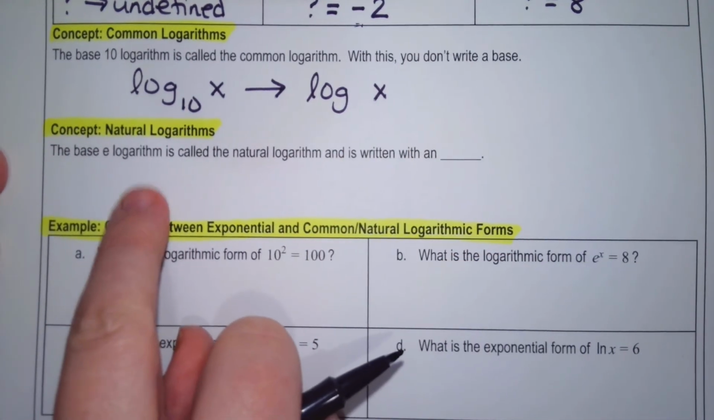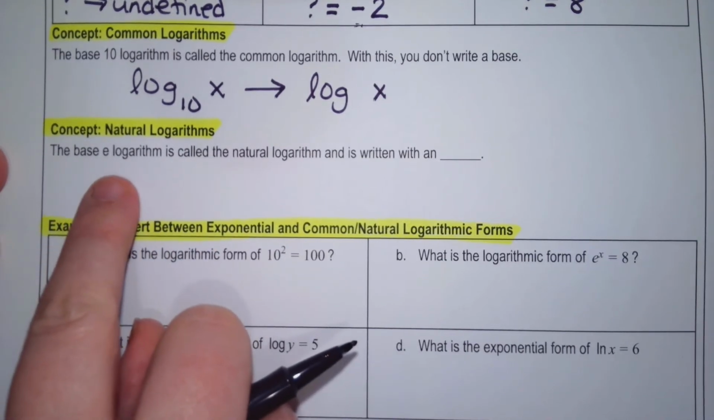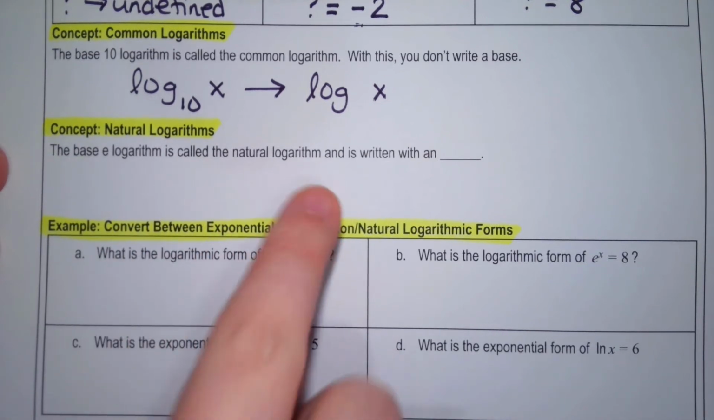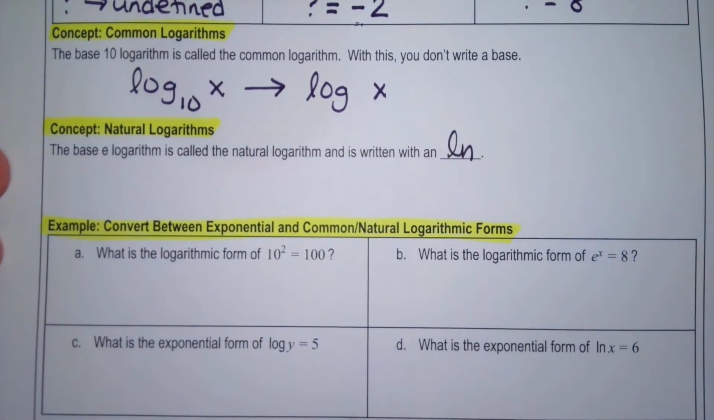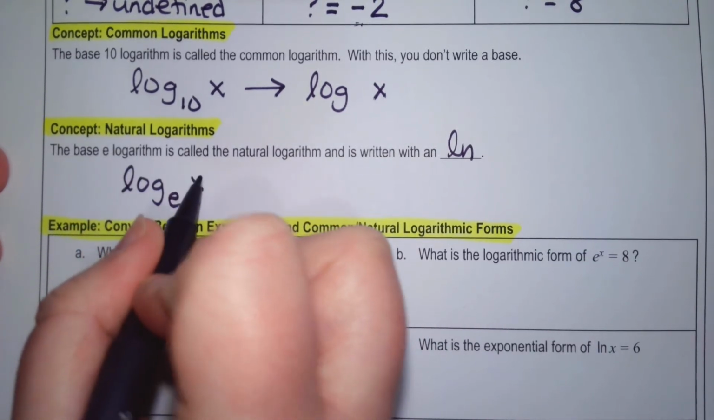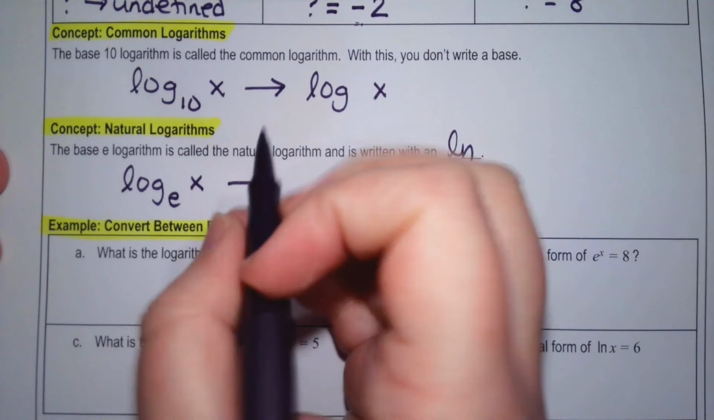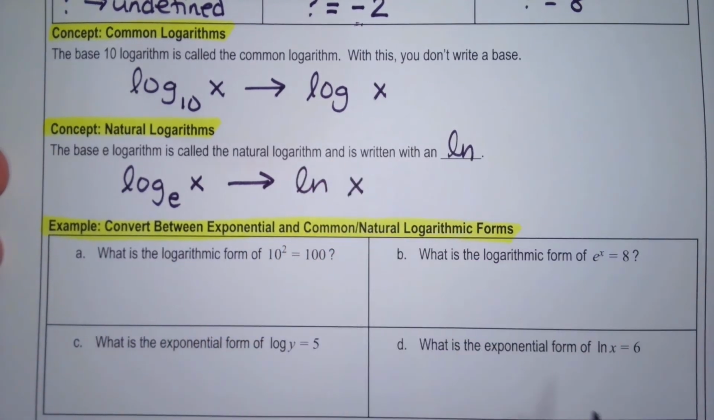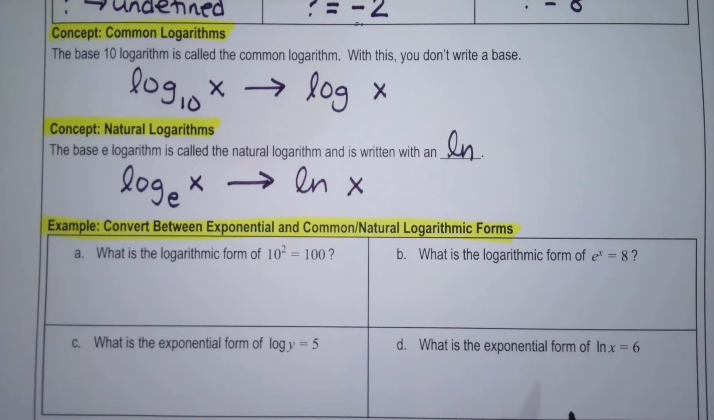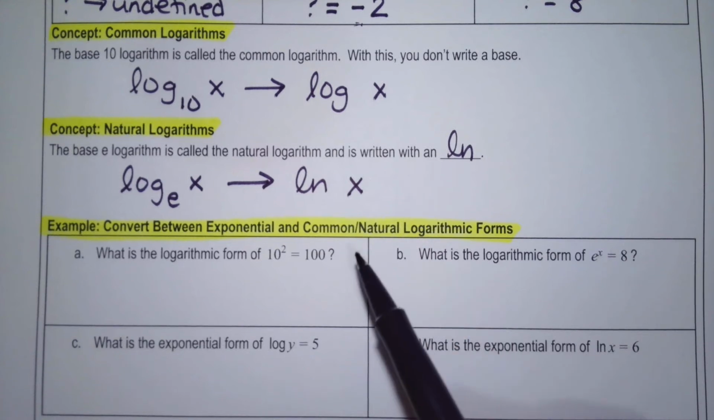The next type of logarithm is called the natural logarithm. This one has a base of e. So the base e logarithm is called the natural log and is written with an ln. So what this means is, if we had log base e of x, we're actually going to replace log base e and write it as natural log of x, ln of x. So, you guys will have to rewrite exponents and logs in this new format.